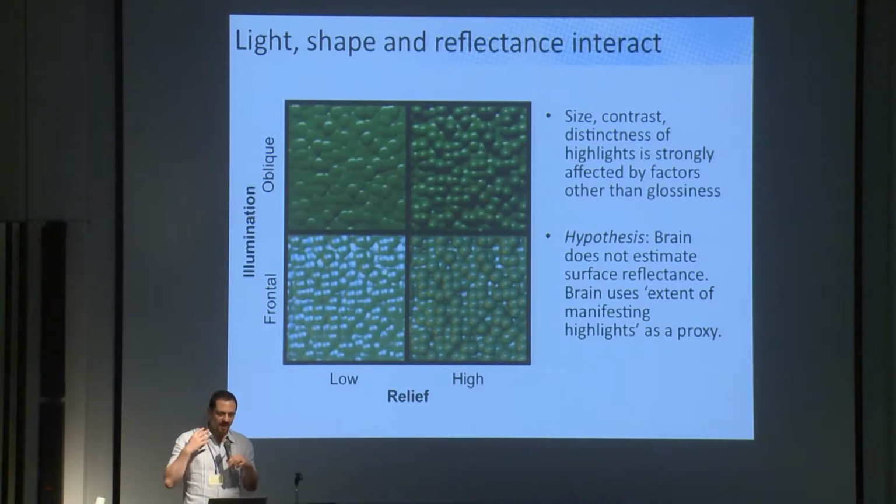So here's the kind of hypothesis that I want to start developing: that when we talk about perceiving or estimating glossiness, the brain is not actually estimating surface reflectance at all. What it's doing is using the extent of manifesting highlights as a proxy. And this is the kind of argument that Bart was making. I think that if you take this line, you can develop it quite a lot further. And actually, I would disagree with the conclusion that you should end up with inverse optics. I'm going to argue for a slightly different way of thinking about it.